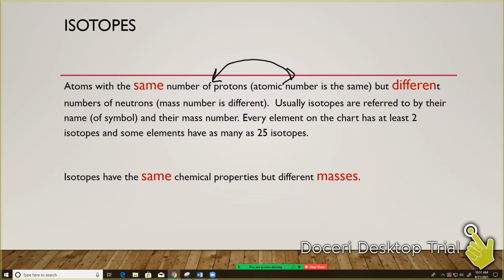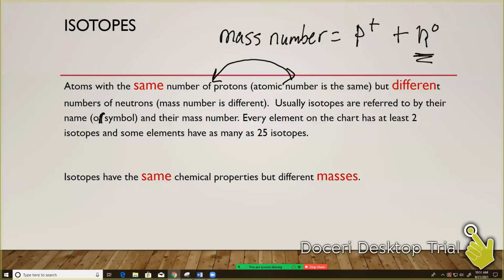And because of that, the mass number will be different. If you remember back from middle school, mass number is equal to protons plus neutrons. So if the mass number is changing, it's changing because the neutrons have changed, not because the protons have changed. Usually isotopes are referred to by their name or symbol and their mass number.